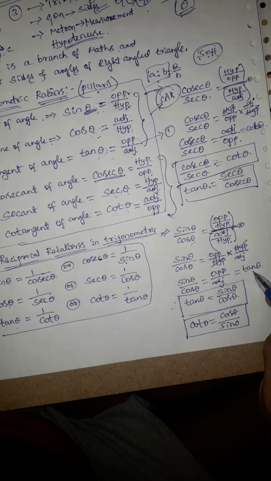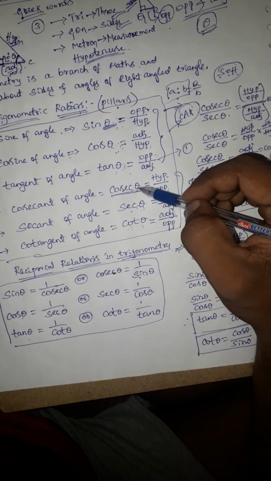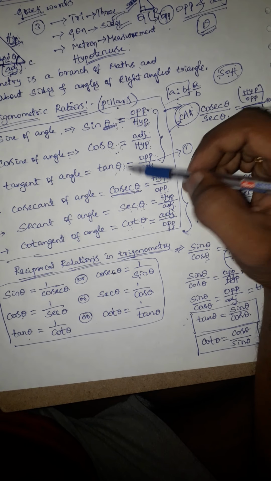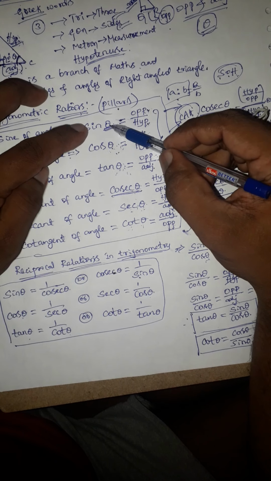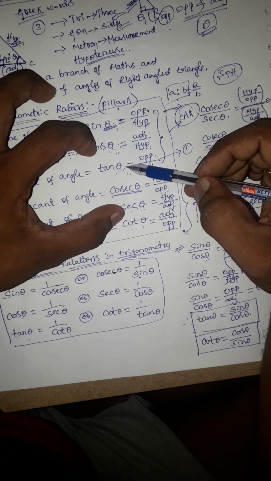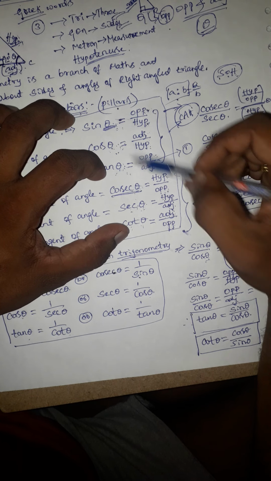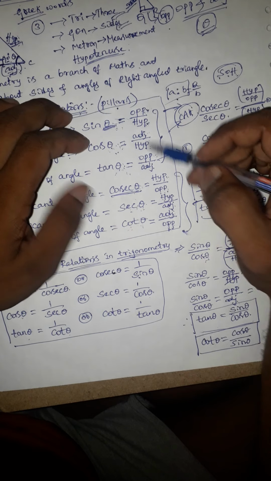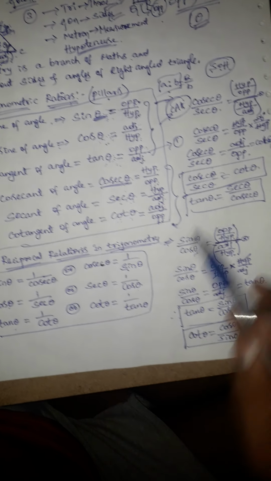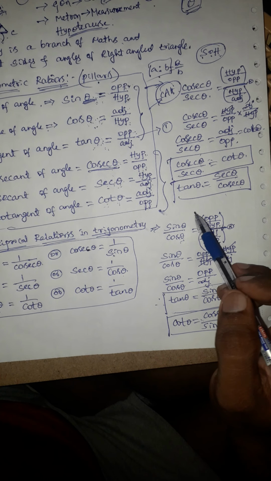The reciprocals of the first 3 are the next 3. Reciprocal of sin is cosecant. Reciprocal of cos is secant. Reciprocal of tan is cot. These are the 6 trigonometric ratios, along with the reciprocal relations and ratio relations. These are very important for higher classes.